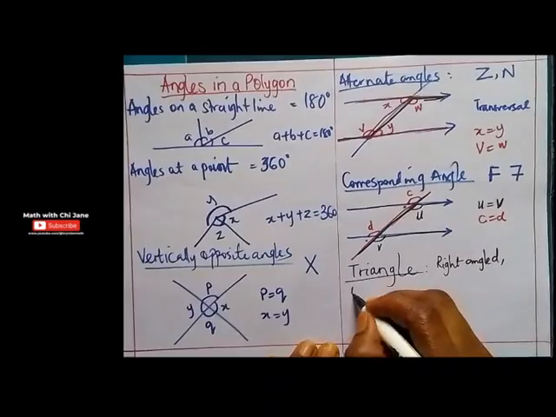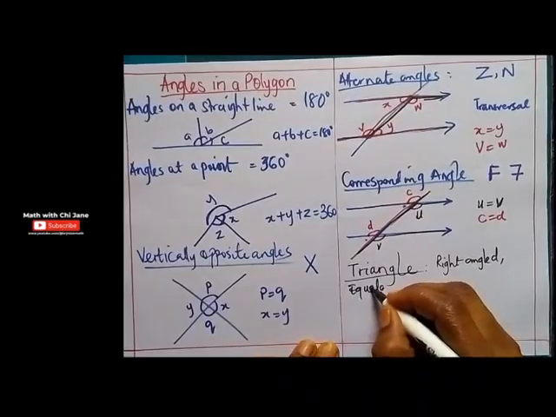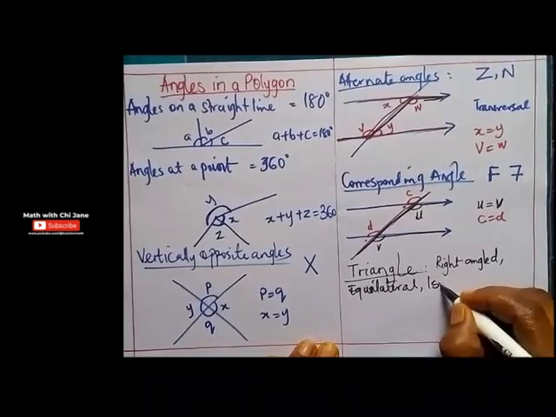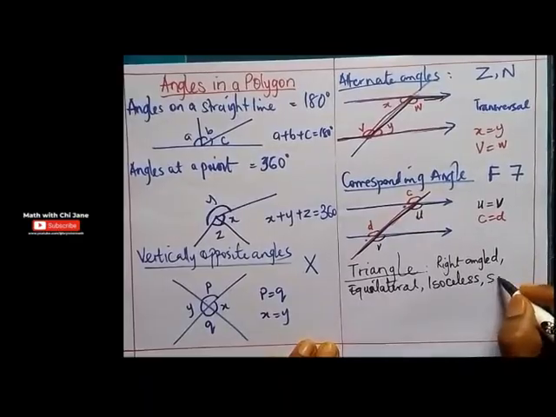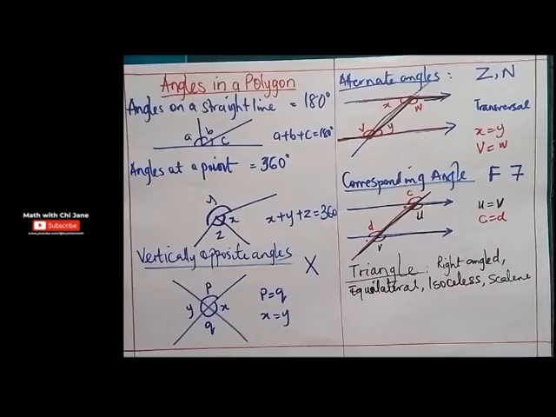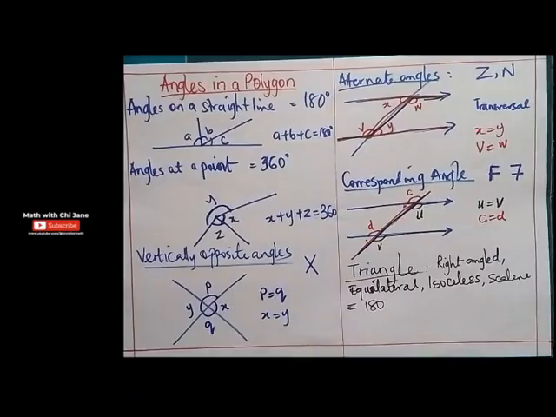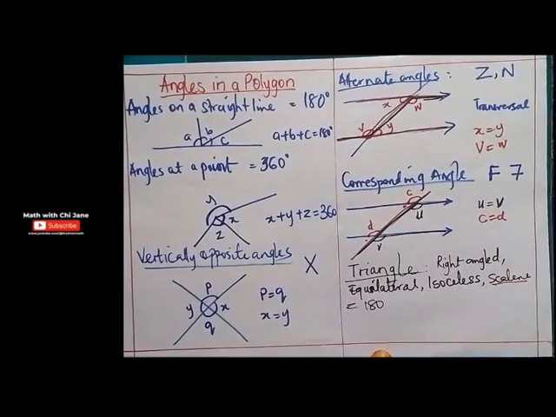We have the equilateral triangle, the isosceles triangle, and the scalene triangle. Now for all of these types of triangle, the sum of angles in a triangle is equal to 180 degrees. But what demarcates them is that a scalene triangle has no angle equal, no side equal, but the sum of angles in a triangle is equal to 180.